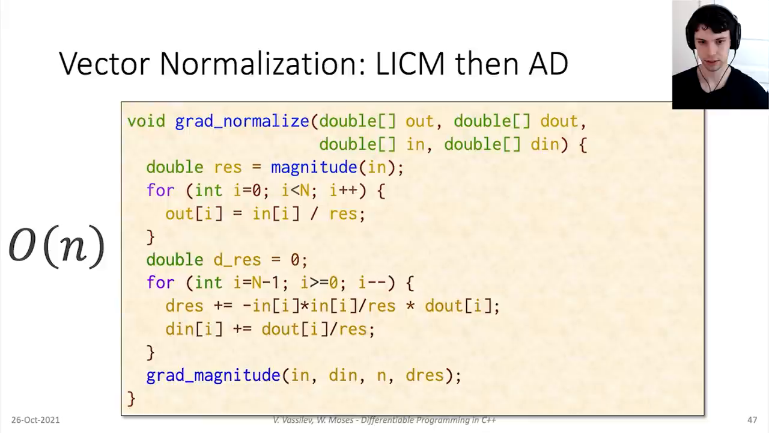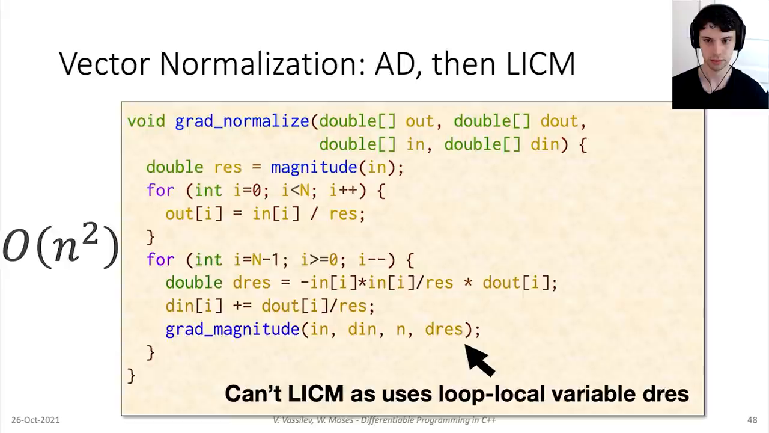Finally, since we have that magnitude outside the loop at the beginning, we have the grand magnitude at the very end of it. Since that grand magnitude will also take O of n time, we can see that this entire function call will take just O of n to run in its entirety.